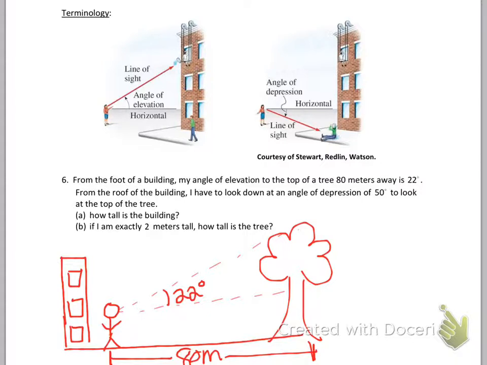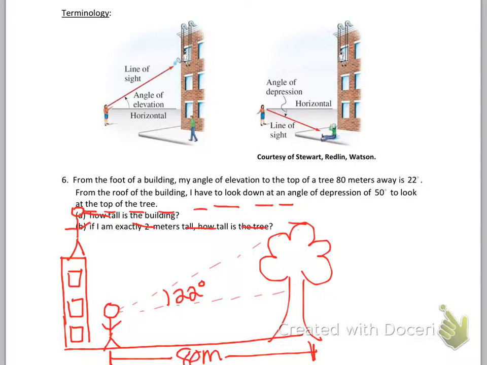Then it says from the roof of the building, so if the person's up here now, I know I'm not drawing these to scale very well, I have to look down at an angle to look at the top of the tree. So if I'm above the tree, then I need to draw my person a little bit bigger so he's higher than that. So the line of sight is right here. And then I have to look down at the top of the tree.